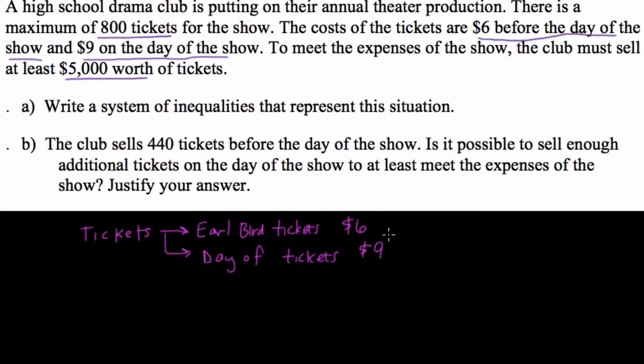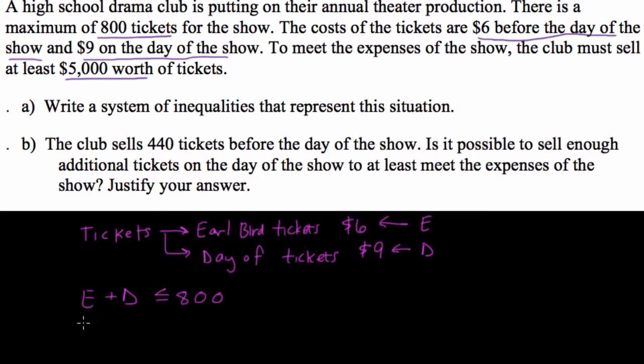So here, I'm just going to choose variables for these. For early bird, I'll call those E, and for day of, I'll call them D. And what we know is that E plus D, in other words, the total number of tickets, there's a maximum of 800 tickets for the show. That means the sum of all the tickets that we sell has to be less than or equal to 800. There aren't more than 800 seats available. So we could sell 700 early bird tickets and then 100 day of tickets, but we couldn't sell 101 day of tickets if we had 700 early bird tickets because there just aren't that many to sell.